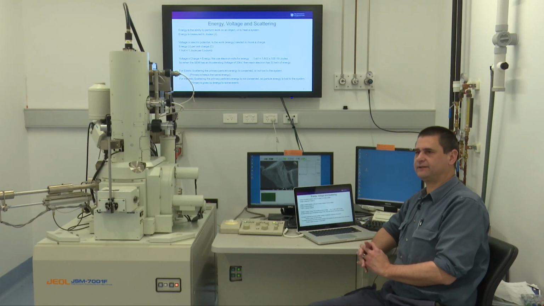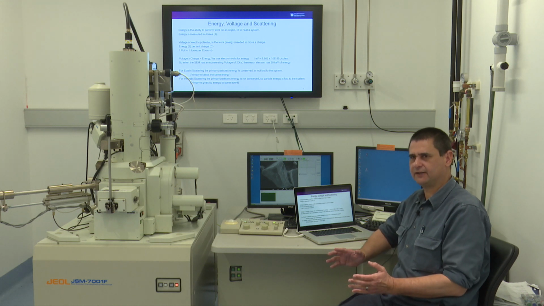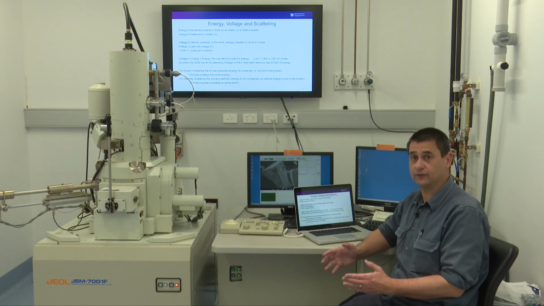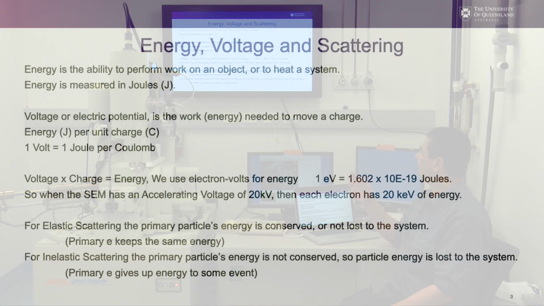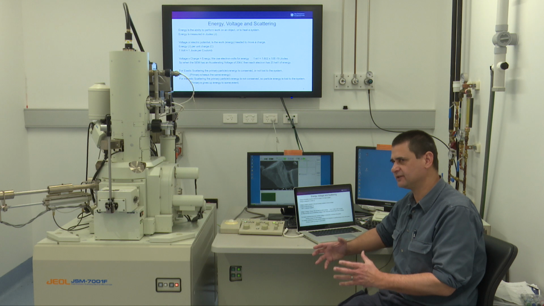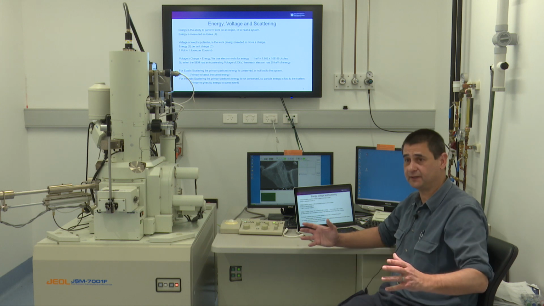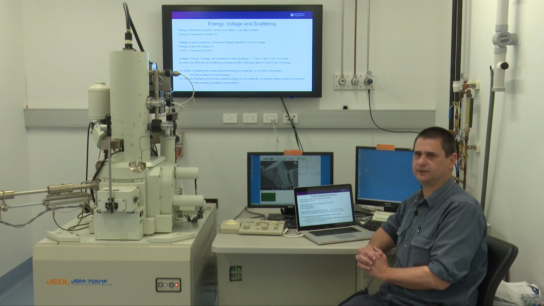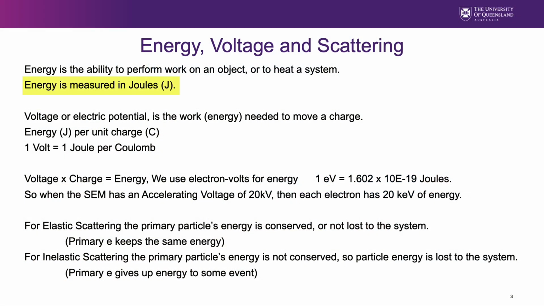Okay, so before I start, I'm going to use some language here, and I just want to make sure that we're familiar with all the language we're going to be using. So, I will talk about energy. What is energy? Energy is the ability to perform work on an object or heat a system. We often won't be talking about systems too much because they're much more macroscopic, and we'll be working mostly at the atomic level. Energy is measured in joules. You would all know this from high school.